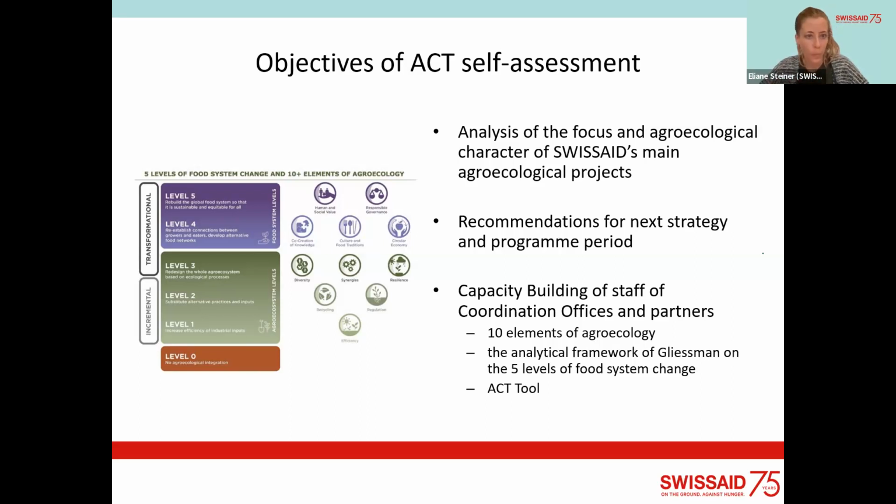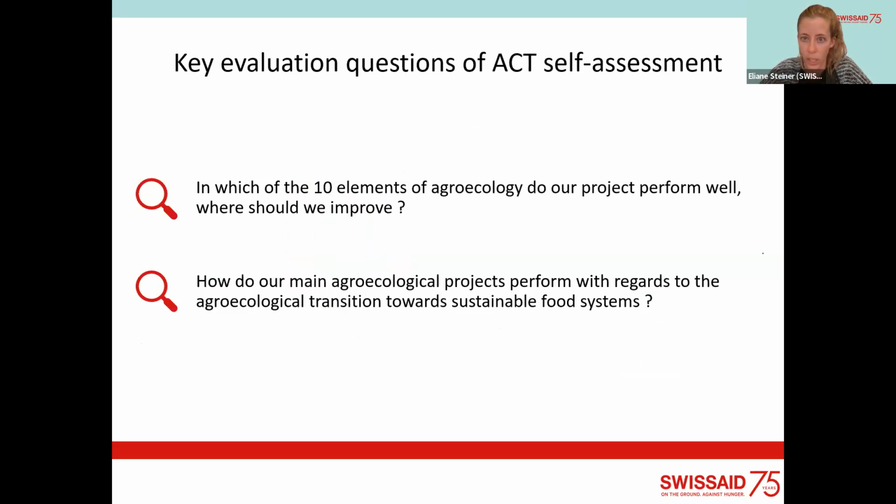So with these objectives, we formulated 2 main questions for our evaluation. The first one is, in which of the 10 elements of agroecology do our projects perform well, our design perform well, and where could we improve? And also then more to the Gleesman levels, how do our main agroecological projects perform with regards to the agroecological transition towards sustainable food system?